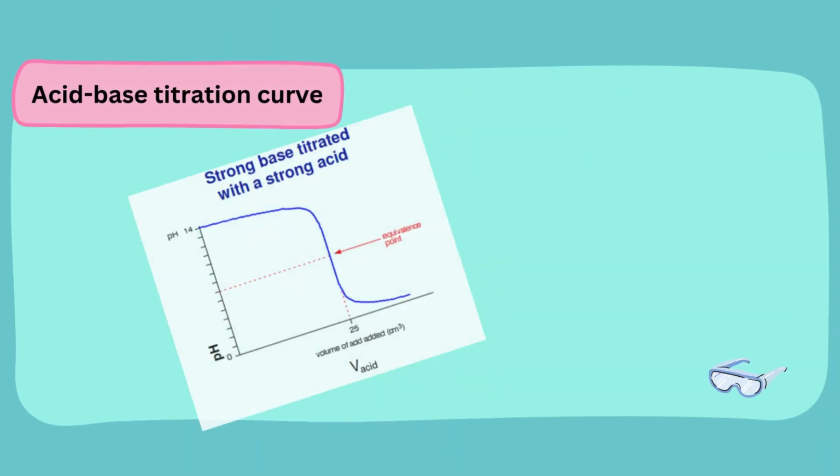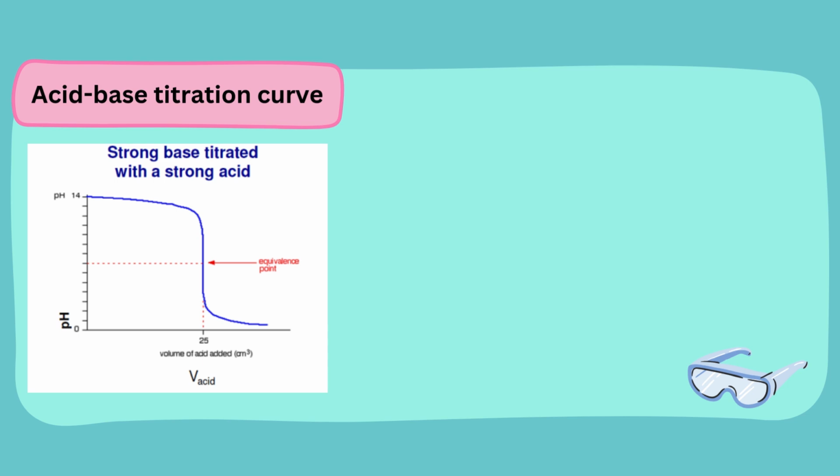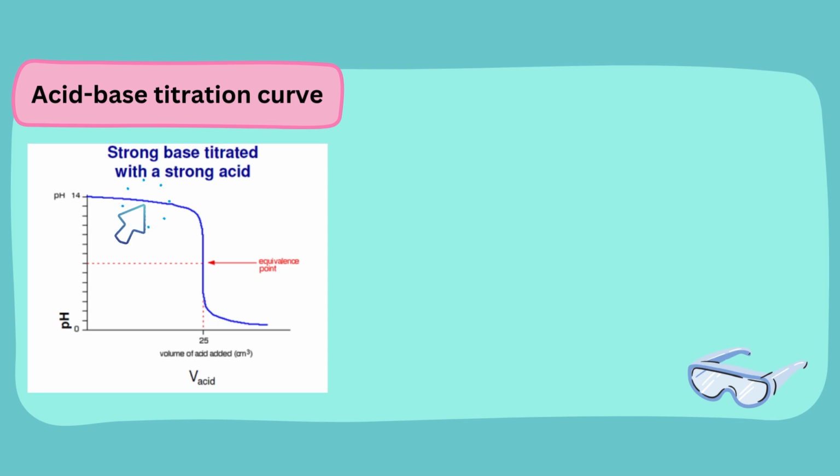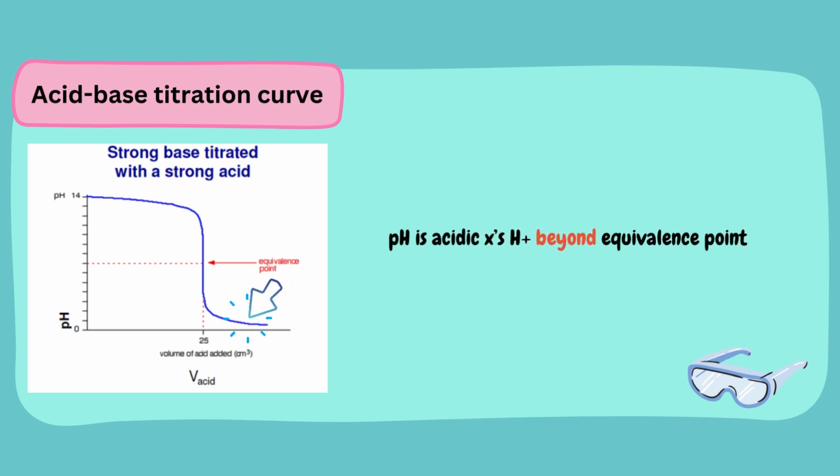Next, let's explore the titration curve to understand what happens when a strong base meets a strong acid. Before the equivalence point, the solution stays basic because the base is in control. At the equivalence point, the pH hits a perfect neutral, 7. Beyond the equivalence point, the solution becomes acidic as the acid starts to dominate. This curve gives us a clear picture of how the reaction progresses step by step.